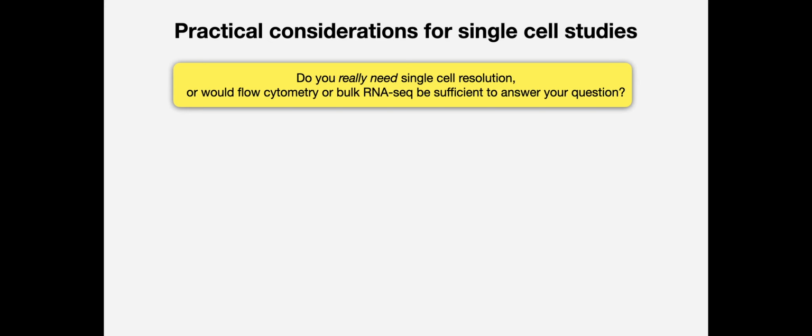So you should think a bit about whether something like flow cytometry or bulk RNA-seq would actually answer your question, or at least get you sufficiently towards an answer to your question. If so, these are techniques that, as you're going to see in just a minute, are far less expensive than single-cell RNA-seq, and they involve oftentimes, but not always, a lot less downstream bioinformatics analysis.